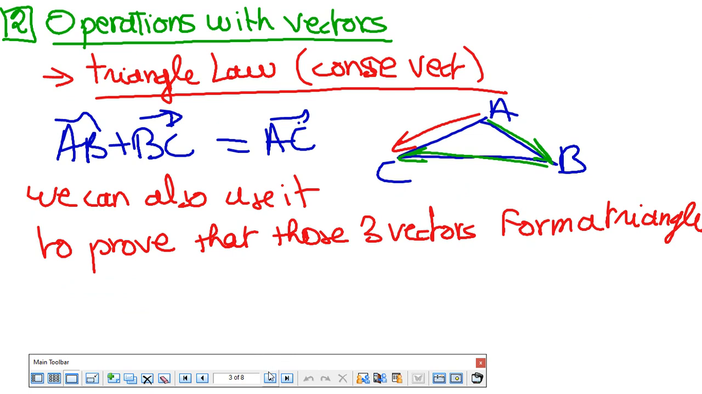So what are the operations that I will use with the vectors? We have two rules for the vectors. We have first the triangle law, or also we say consecutive vectors. So if I am at A, guys, and you went to B, and then from B you went to C, where will you be in the end? At C. It means you will move from A to C.